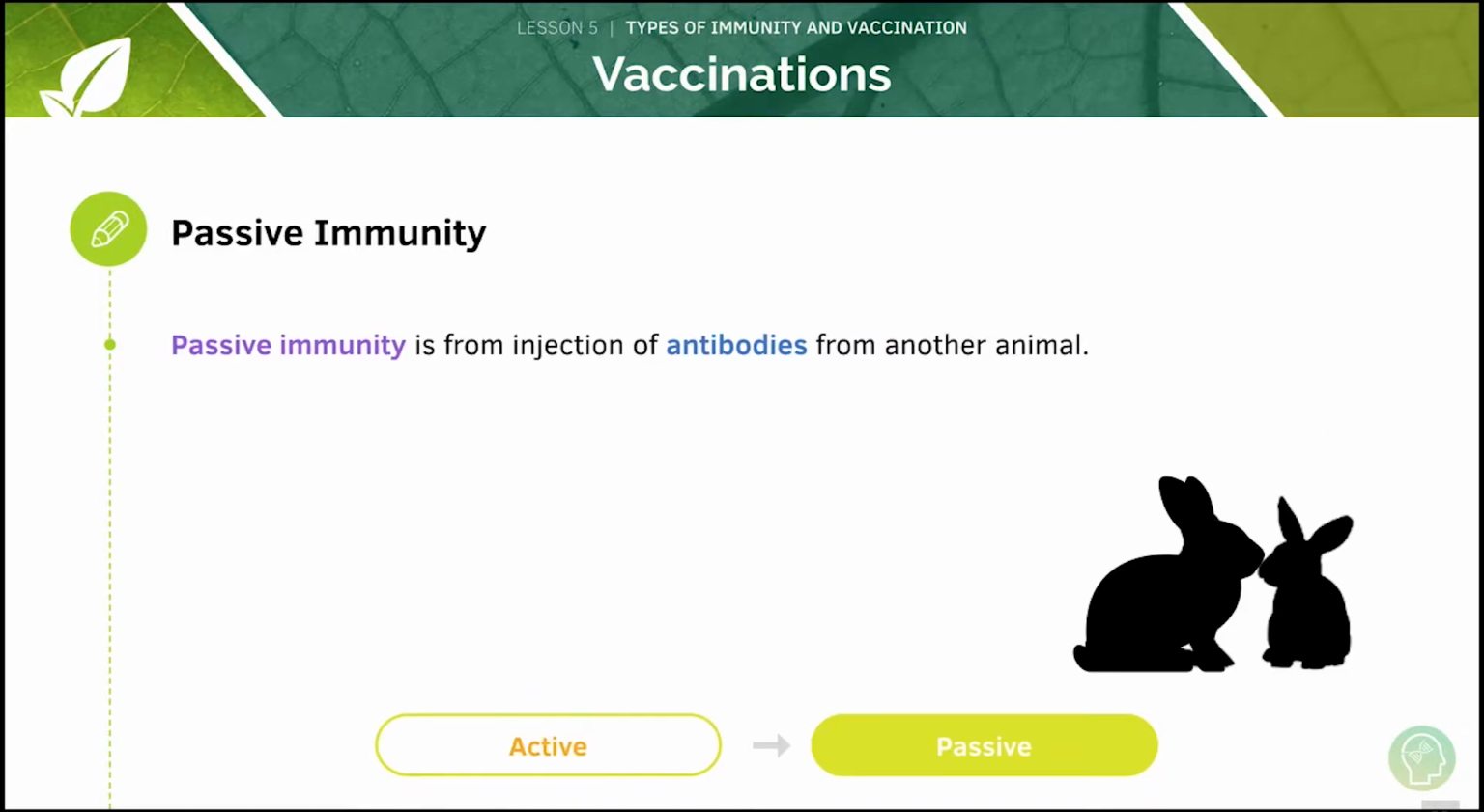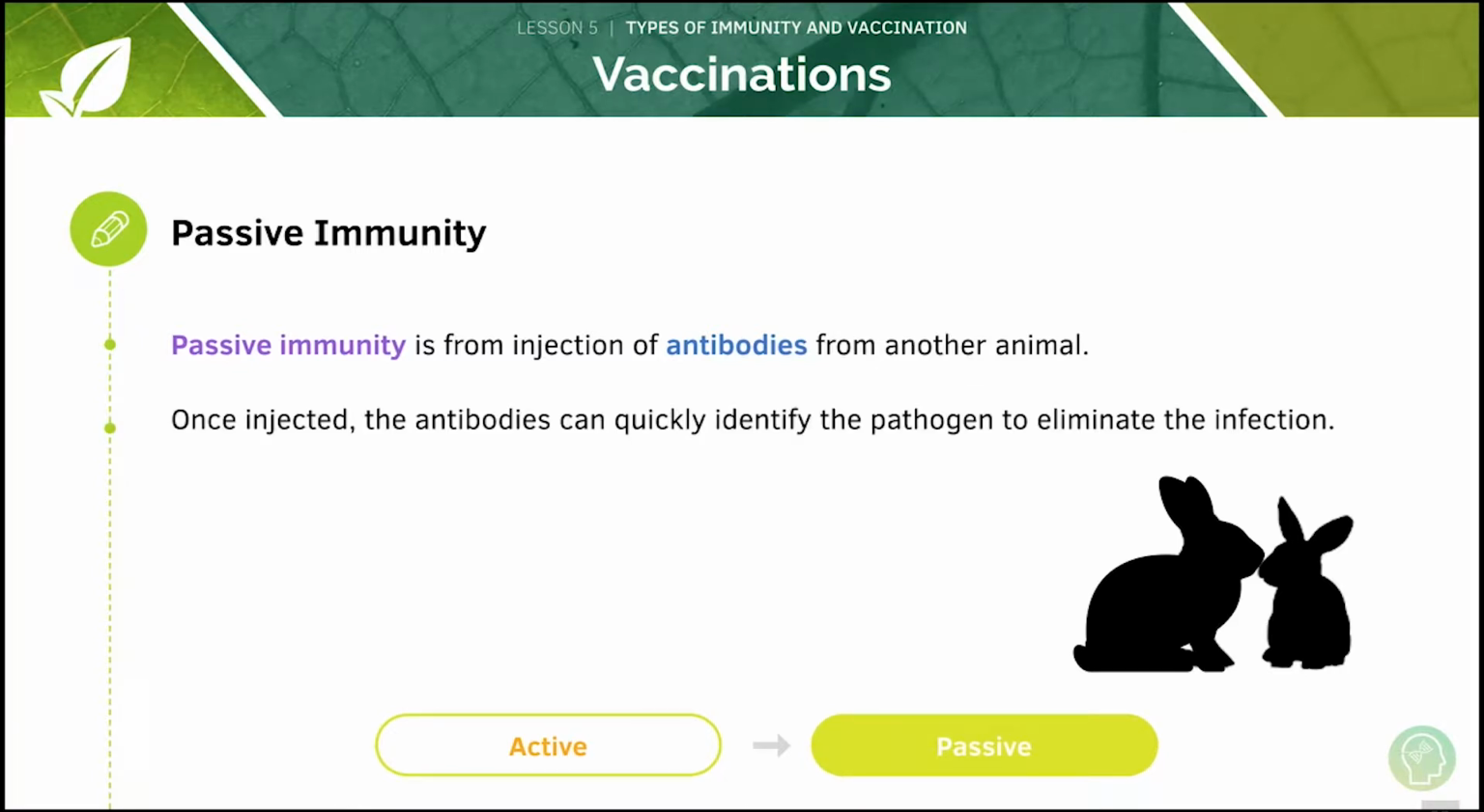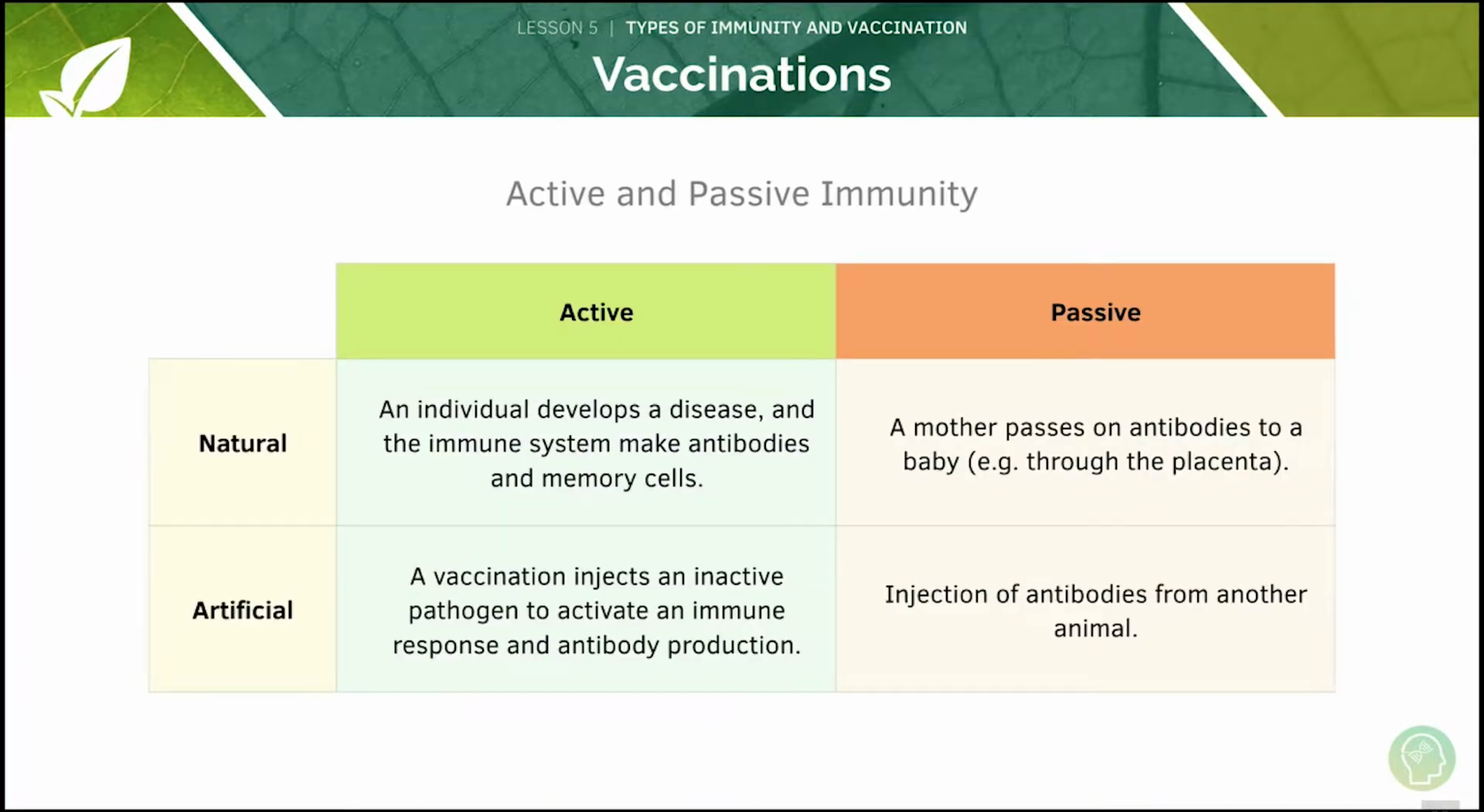Passive immunity is from an injection of antibodies from another animal. In many cases, individuals infected by a particular pathogen need immediate treatment. One way of doing so is by injecting antibodies produced in an animal or antibodies from an immune person into the infected individual. Once injected, the antibodies can quickly identify the pathogen and eliminate the infection. Here's a good summary of active and passive immunity.